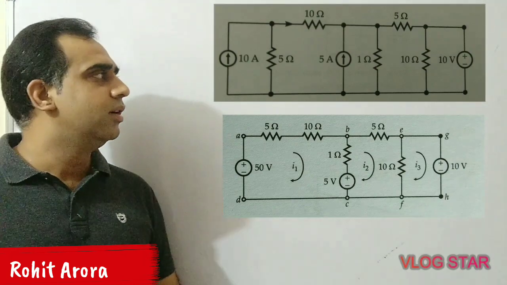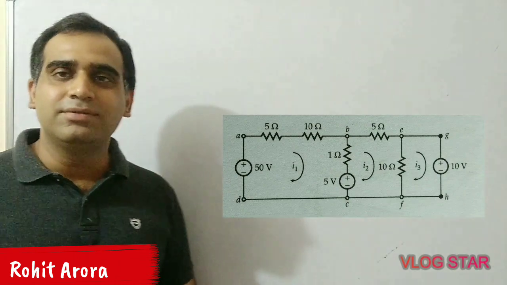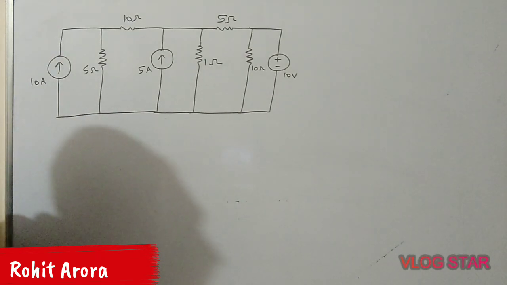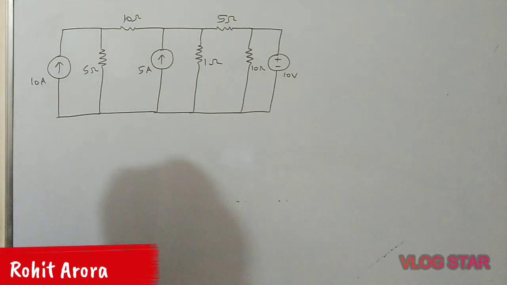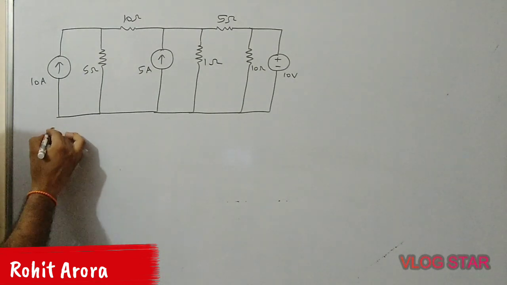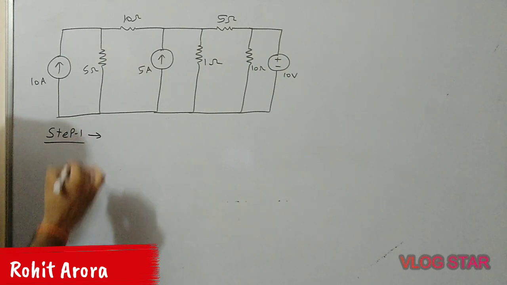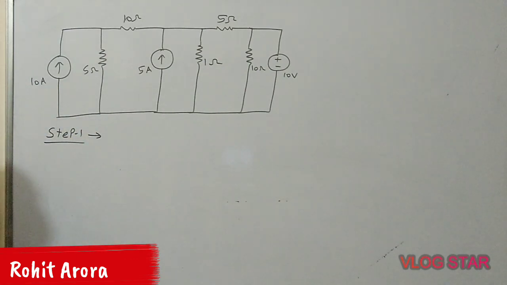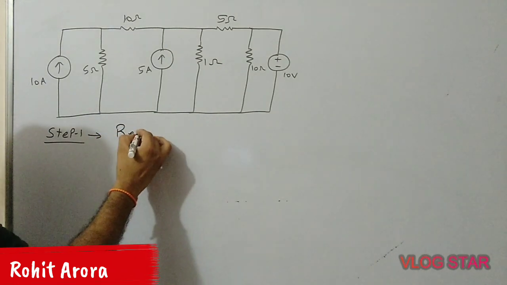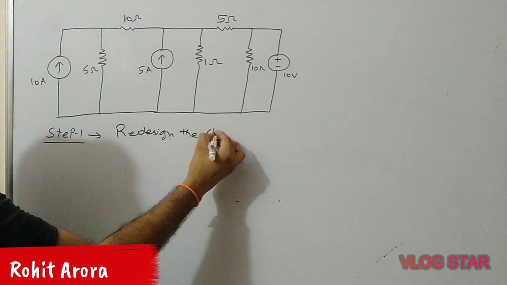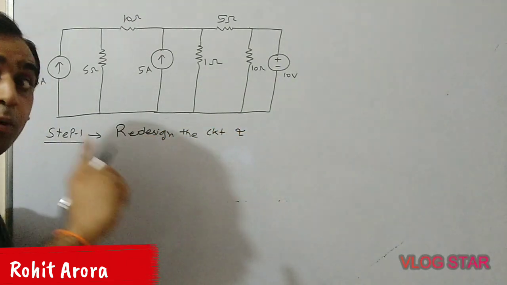So this is the circuit, and from the circuit we have to find the currents I1, I2 and I3. Now I will tell you the whole detail, and in this I will tell you the trick of how to write the equation in seconds. Now step number 1, redesign the circuit and mark the polarity.